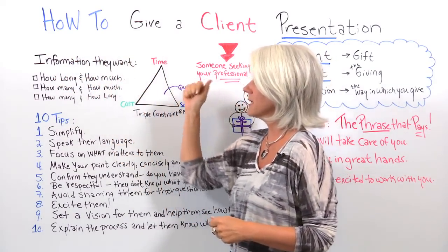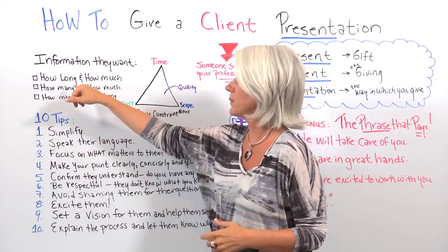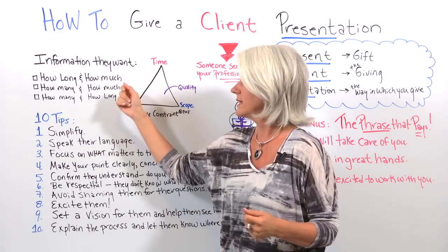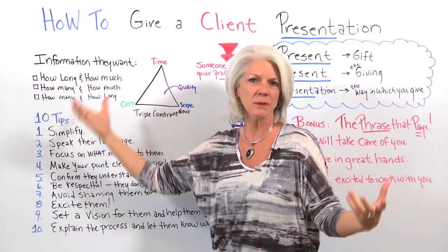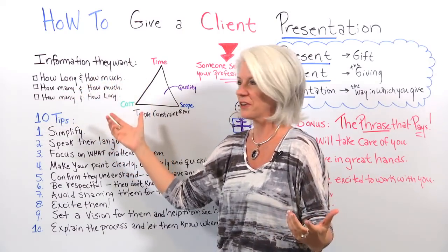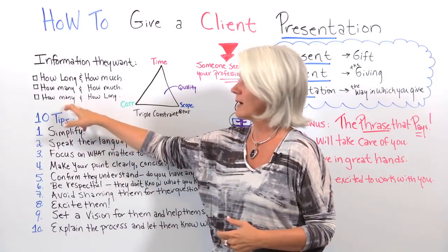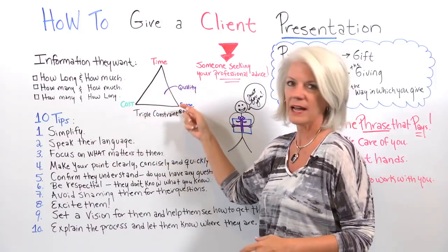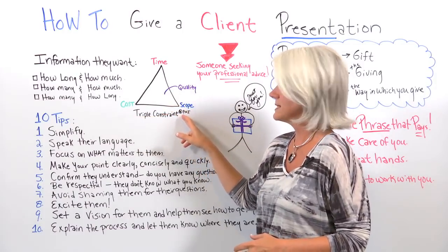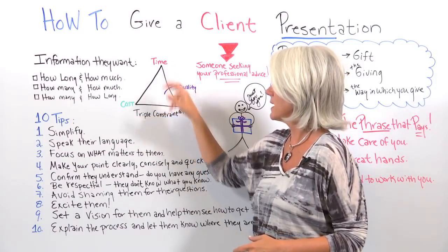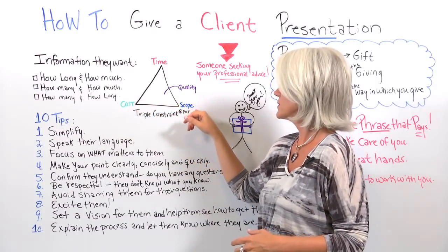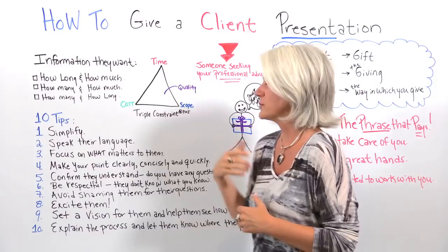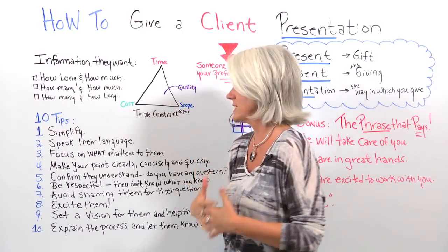When we give a client presentation, they really want to know how long something is going to take and how much it is going to cost. They also want to know how many are going to be produced and how much that is going to cost. Basically, they're talking about the items of the triple constraint as identified by PMI: the time, the cost, the scope, and the quality. There are 10 tips that we found really helpful in giving a client presentation.